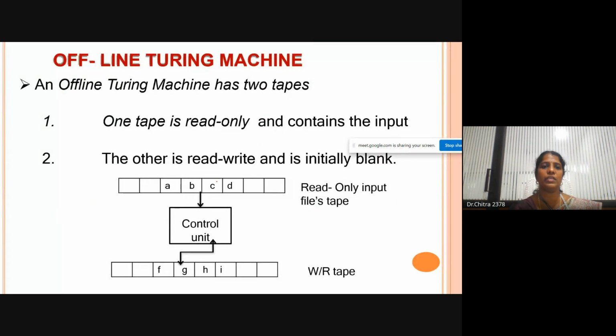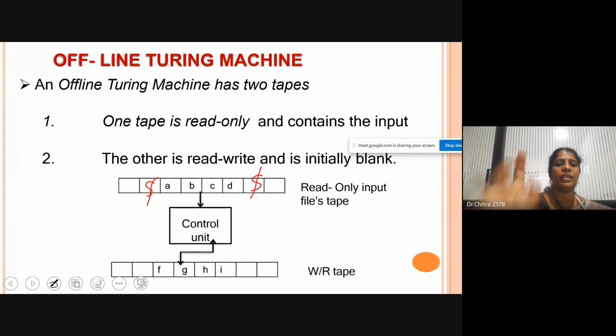And the next one is the offline Turing machine. Offline Turing machine means here one tape is read only. One tape is the read-only tape, and another tape is the read-write tape. In the offline Turing machine, there are 2 things: the read-only tape and the read-write tape. In the read-only tape, the string is marked between the end markers. End markers are used to indicate this is the string. The given string is given, and for each and every function, there exists some modification that is made in the read-write head. That means here you cannot change the content in the first one.